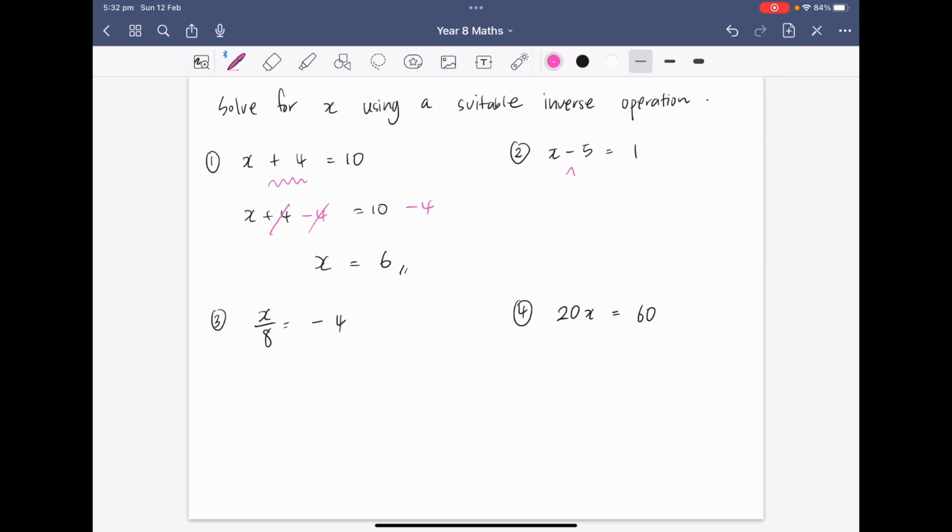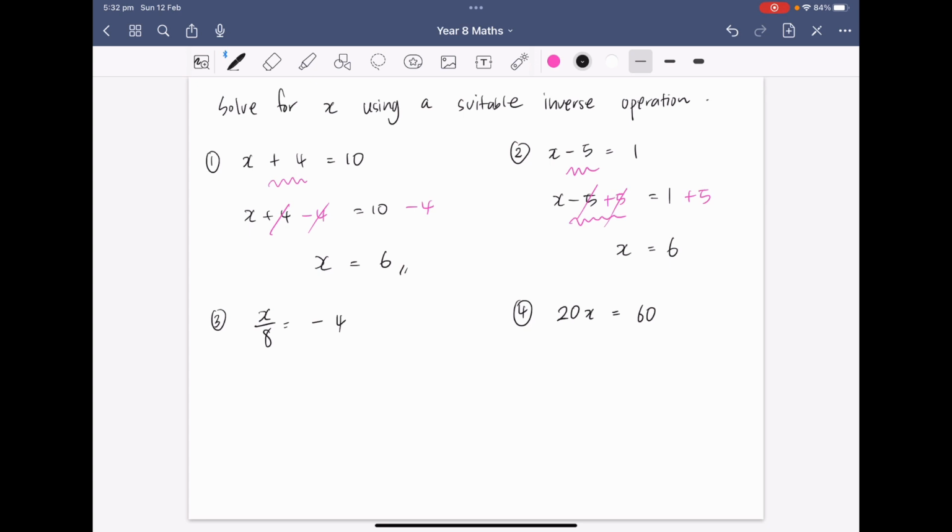Number 2, the inverse of minus 5 is plus 5. So from both sides of the equation, you will plus 5 on both sides. Minus 5 plus 5 equals 0, so you cancel, and you're left with x equals 6.